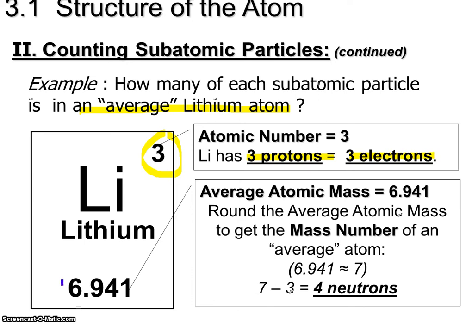The tricky part now is figuring out, on average, how many neutrons there are in a lithium atom. Now, you could take this number, the 6.941, and subtract the 3, and you would get a fraction. But we don't want to say that the atom has 3.941 neutrons, because you can never have 0.941 of a neutron. A neutron is a whole thing. You have one or you don't. So what we need to do is round the average atomic mass to get the mass number for an average atom. So we're going to round that 6.941 to 7. Now when we subtract, we get a whole number: 4 neutrons.